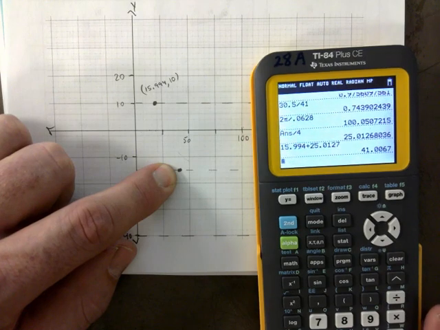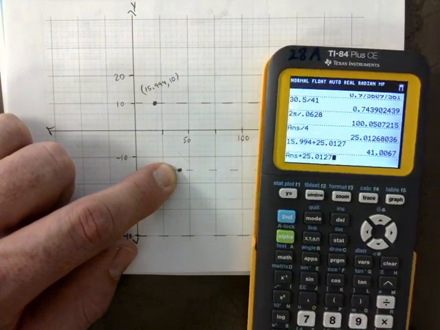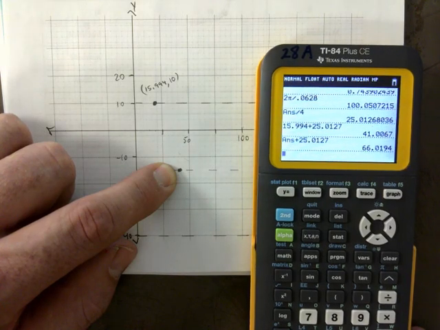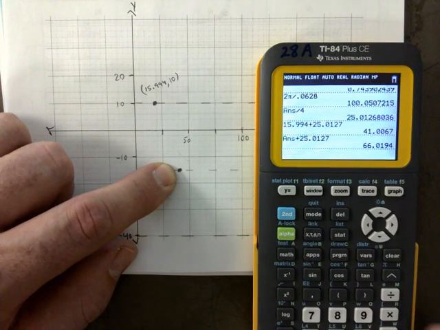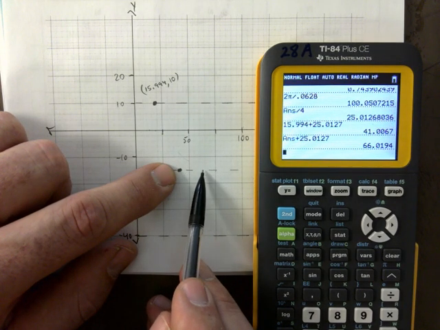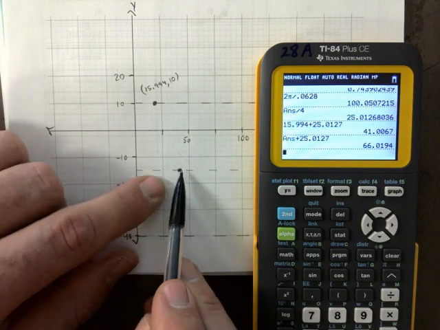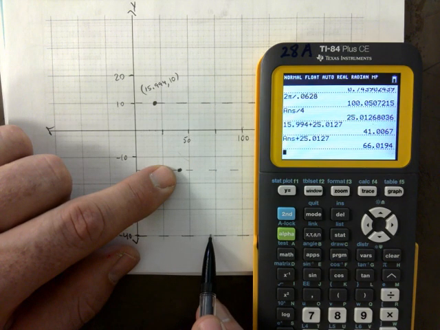Then you're going to add the scale again, 25.0127. I just keep my calculator going. The next point is at 66.019. So 66 basically. This would be 75. 66 is right about there. So you jump down to here.